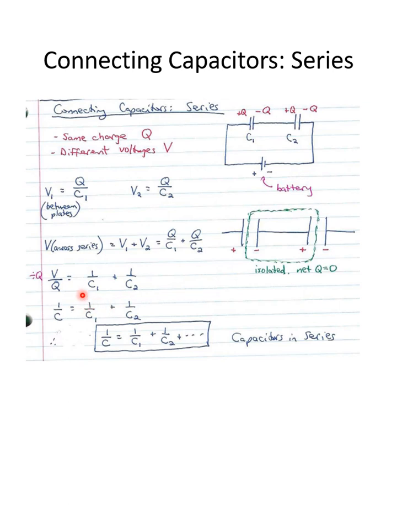And V over Q, remember that is 1 over C. So 1 over the total capacitance is 1 over C1 plus 1 over C2. So we've got this addition of the reciprocals. 1 over C is 1 over C1 plus 1 over C2, and if there's a third capacitor, plus 1 over C3, etc. So this at the bottom of the screen is your main formula you're going to use for capacitors in series.